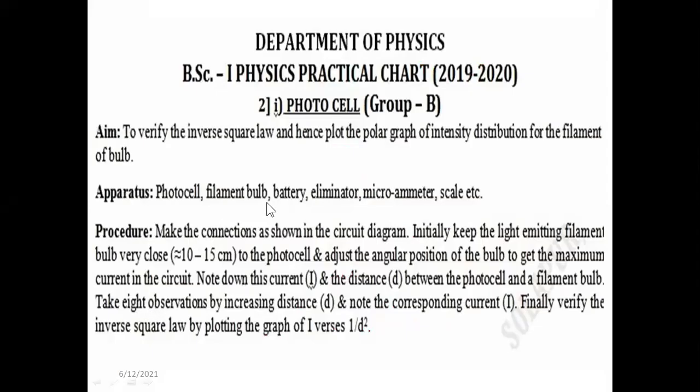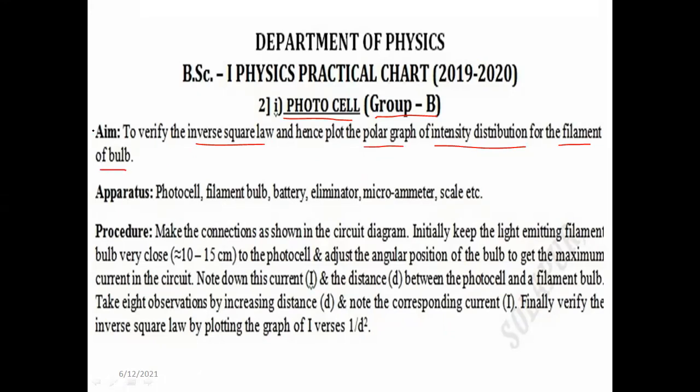The name of the second experiment is Photocell. You have studied the photocell and the photoelectric effect in HSC. This is also an experiment from group B. Here we have to verify the inverse square law, which is there in classical mechanics or Newtonian mechanics. And with the help of this photocell, we have to plot the polar graph of intensity distribution for the filament of the bulb.